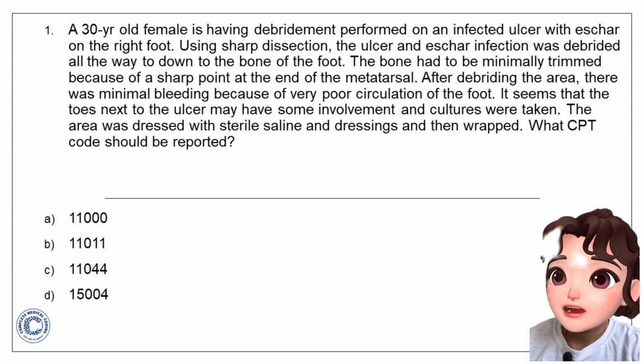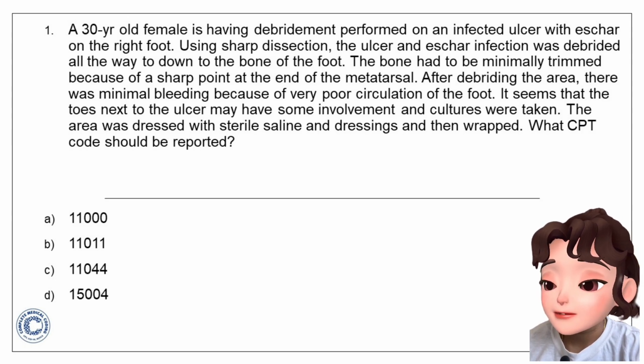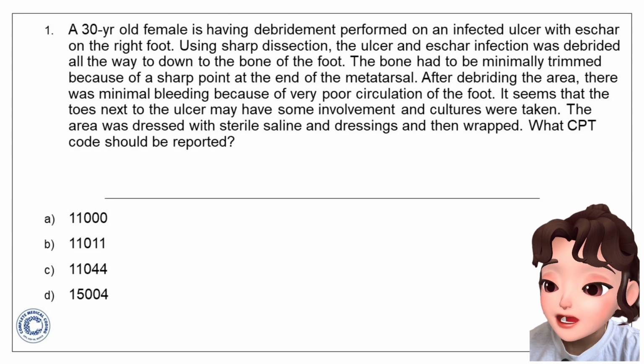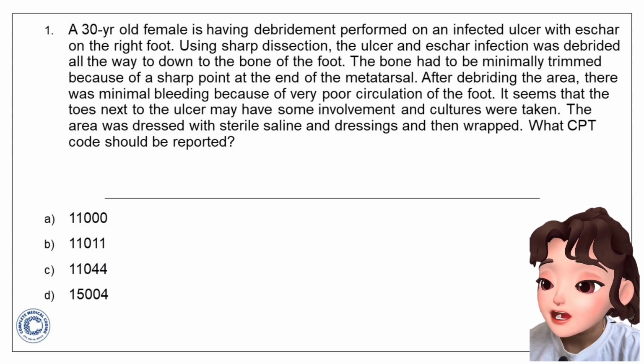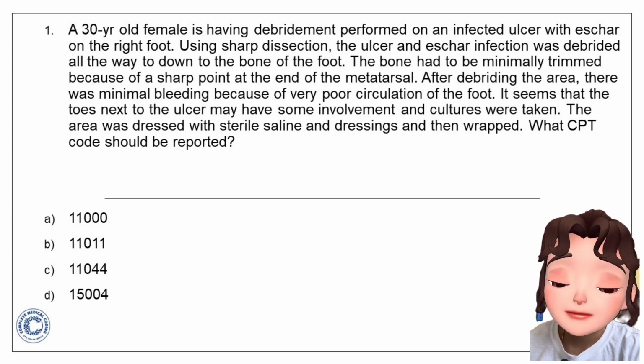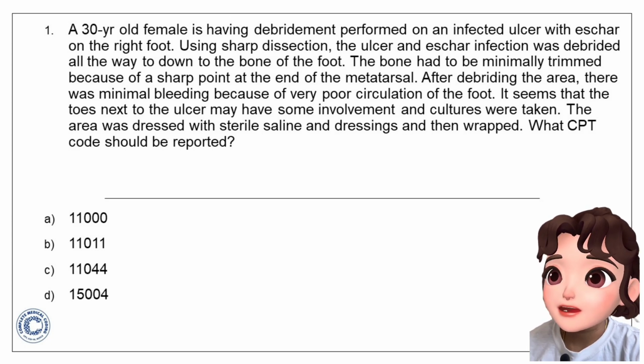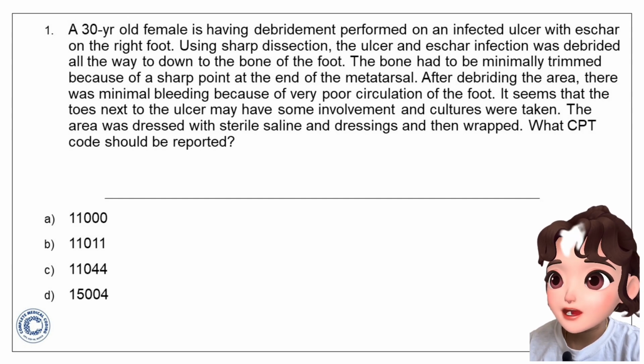Moving on to option C, 11044. Debridement bone. Yes, this is a debridement of bone, right? It includes epidermis, dermis, subcutaneous tissue, muscle and fascia if performed, first 20 square centimeters or less. So this is debridement of bone. Only this we have to code.